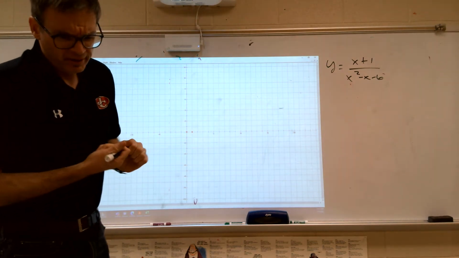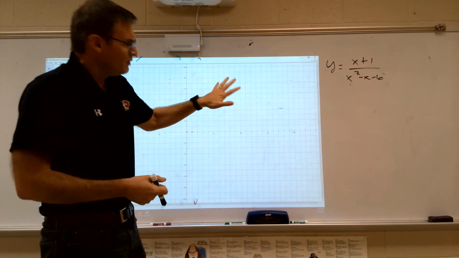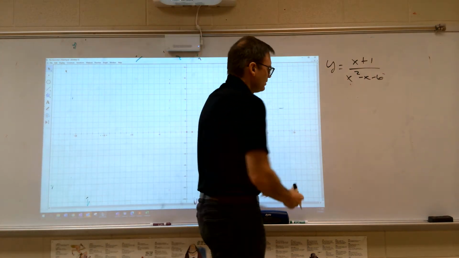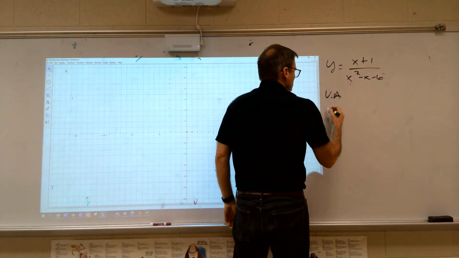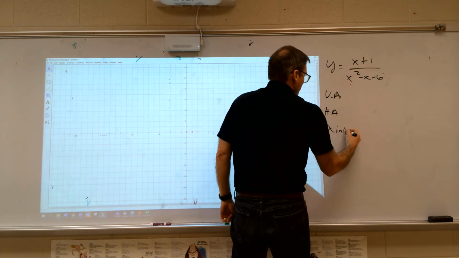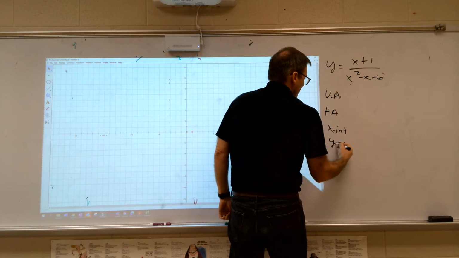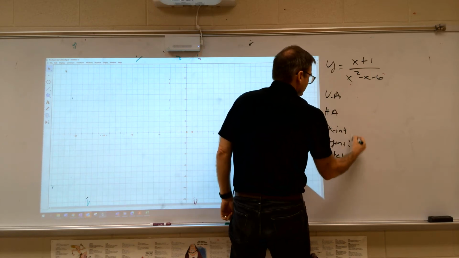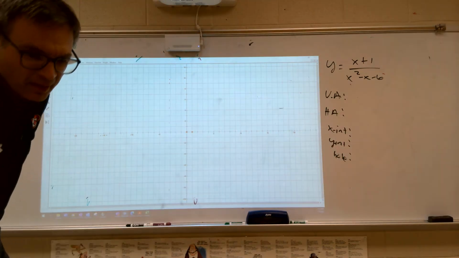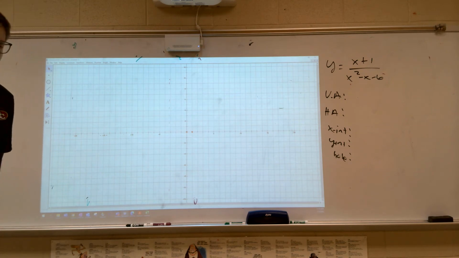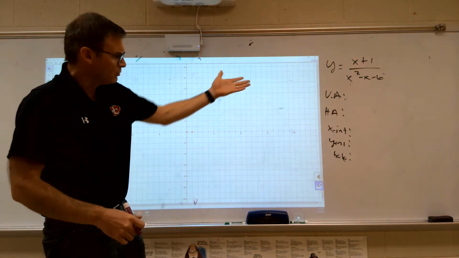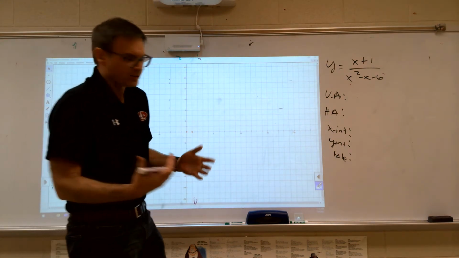Just for fun, even though we may not be able to graph this yet, let's talk about what our vertical asymptotes, horizontal asymptotes, x-intercept, y-intercept, and holes are. This was a little different than the previous problems, because the first thing you should do whenever you have things like this is factor.